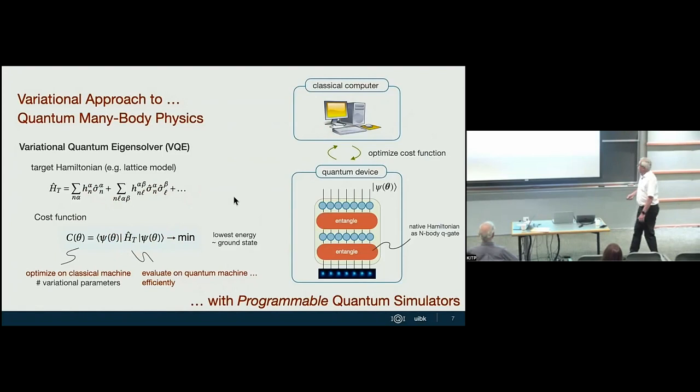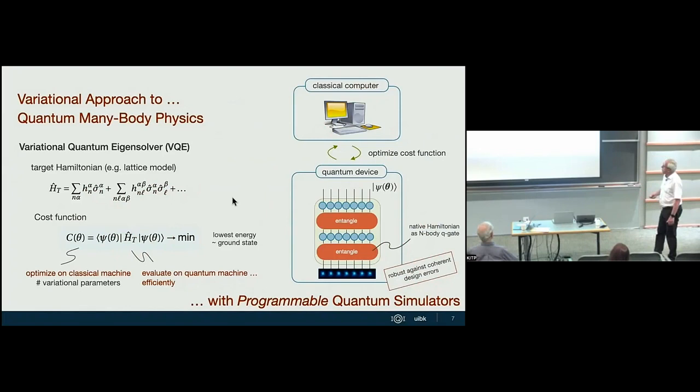The great thing is that in the lab, when you do these things for a very large number of particles, very often the experimentalists cannot really calibrate their native Hamiltonians very accurately. But it turns out that these algorithms are very robust against coherent design errors. So this robustness is exactly what will save us at the end, and that's a very important feature.